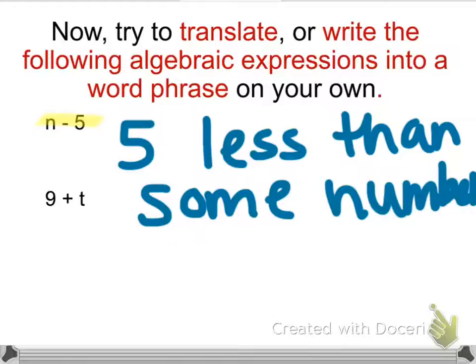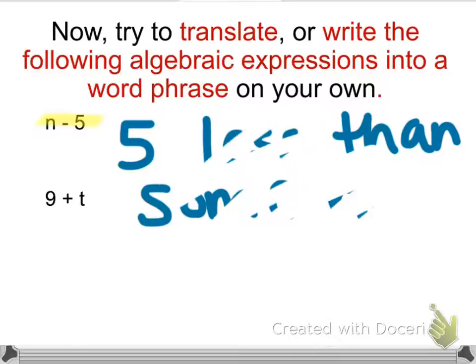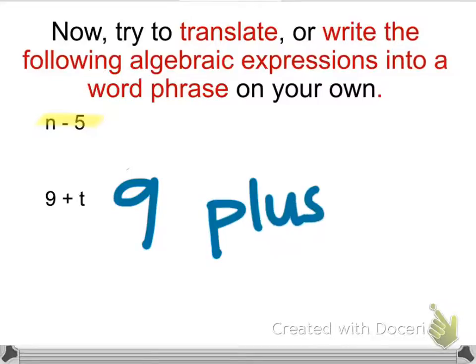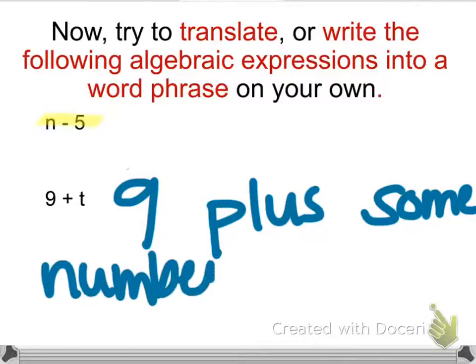That's one way you could have written this; there are many ways. Let's go on to the next one. Let's look at this 9 plus t. You would say 9 plus some number t. That's one way you could have written this algebraic expression. And notice that this is an algebraic expression and not an algebraic equation.